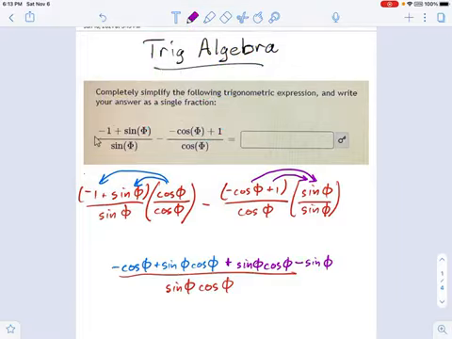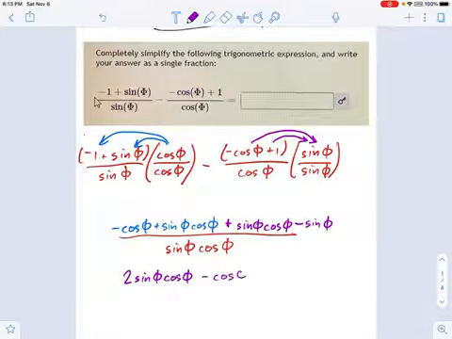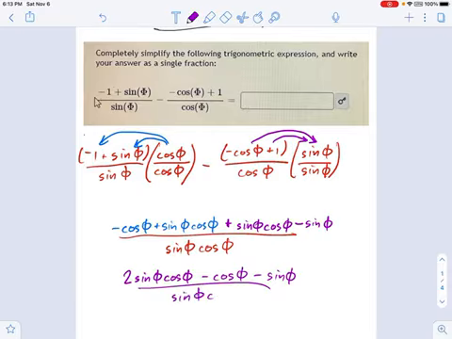All right. Now, if you combine all your like terms, we have these two in the middle, which are 2 times sine phi cos phi now. And there's not much left. It's just minus cos phi minus sine phi. And we are done. Don't forget the denominator, sine phi cos phi. And at this point, it's all simplified.